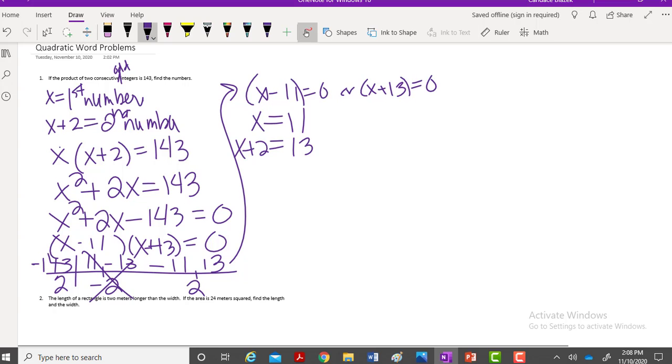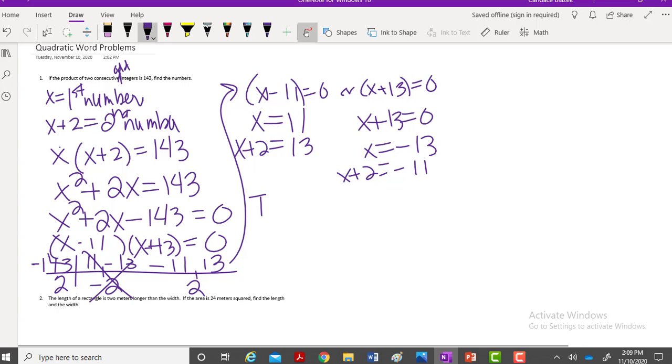All right, well, that does satisfy what we need. They are two consecutive odd integers, and the product is 143. All right, for x plus 13 equal to 0, I get x is equal to negative 13. And x plus 2 is negative 11. Well, their product is positive 143, and they are two consecutive odd integers.